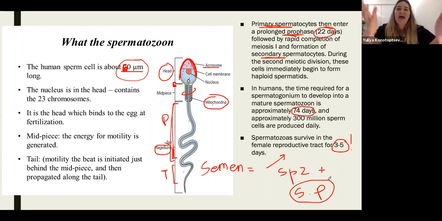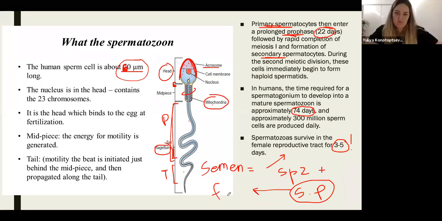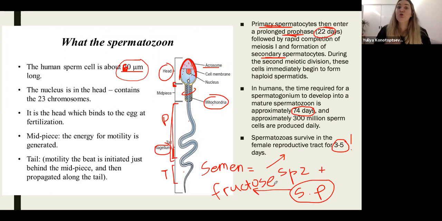What does it actually have? Most important thing, it has fructose. I don't think I'm opening America for you here, but you know that the energy source for spermatozoa is not glucose, it's fructose. It's the only cell in the body that doesn't use glucose and uses fructose. So seminal plasma contains a bunch of fructose.